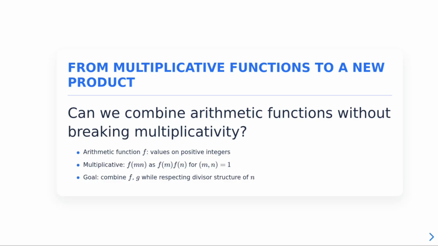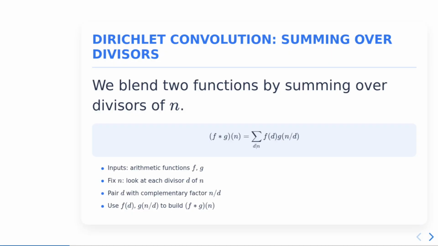So we are not just plugging in numbers anymore. We want an operation that takes two functions, f and g, and makes a new function that still plays nicely with primes and divisors. Here is the definition of Dirichlet convolution at the top. To get the convolution of f and g at a number n, we list all divisors d of n. For each divisor, we look at the pair d and n over d, evaluate f at the first and g at the second, and add all those products.